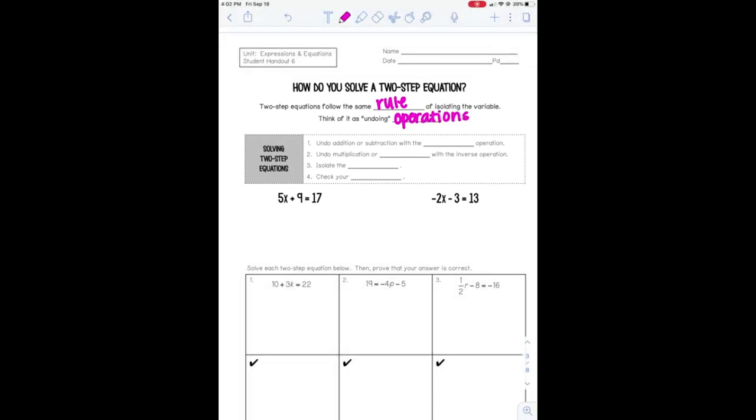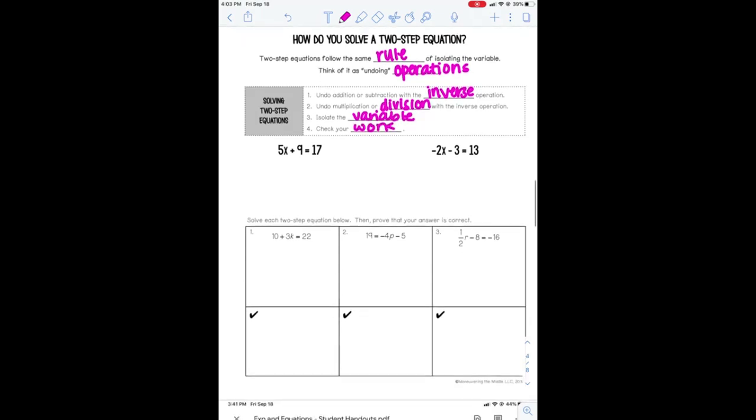So two-step equations follow the same rules for isolating the variable, and you're thinking of it as undoing operations. This list I'm about to go through with you is the list I want you to go through every single time you follow a two-step equation. The first thing you're going to check for every single time is addition or subtraction, and you're going to undo that. You're going to get rid of anything that's added or subtracted. Then you're going to worry about the multiplication or division and get rid of that number. And then at that point, you've isolated the variable, so x should be by itself. And then you're ready to solve the equation and check your work.